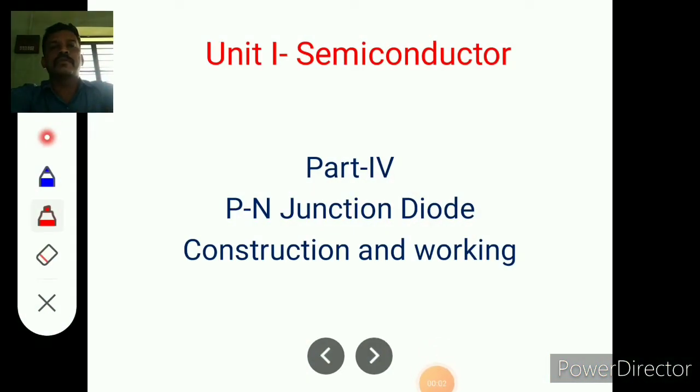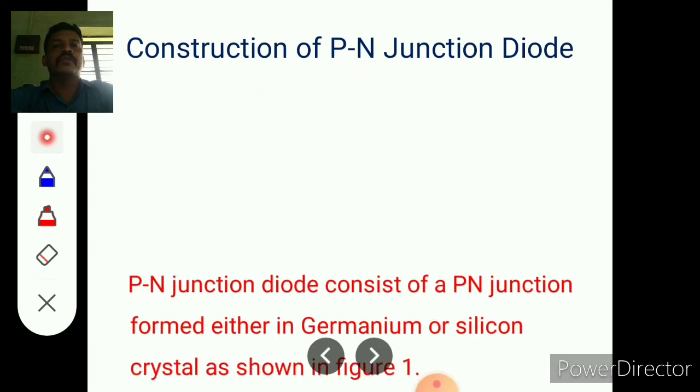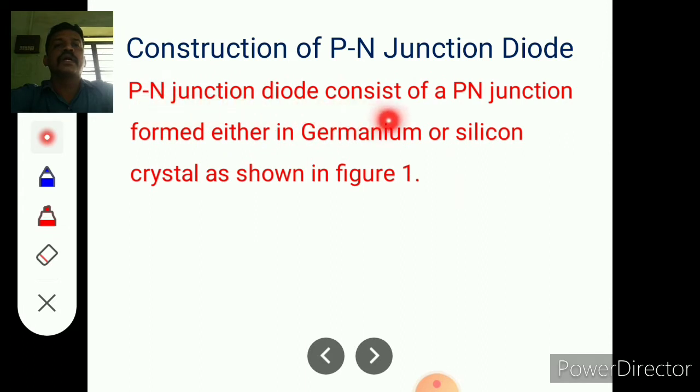Hello friends, now we see the next part, Unit Semiconductor Part 4, PN Junction Diode Working, Construction and Working. Construction of PN Junction Diode. PN Junction Diode consists of PN junction formed either in germanium or silicon crystal as shown in figure.